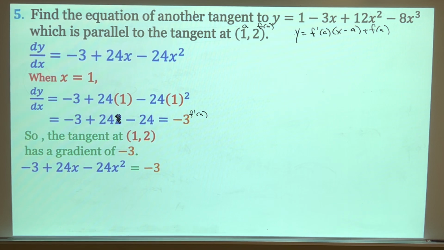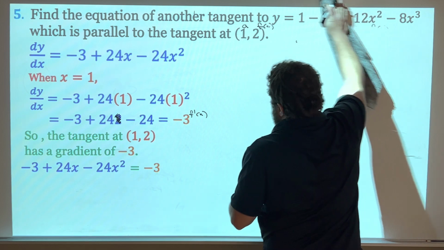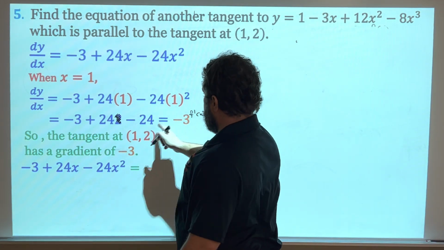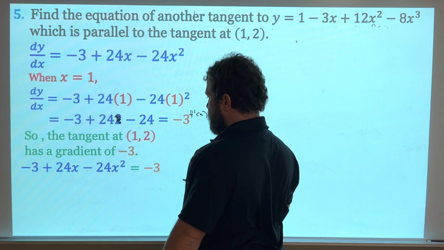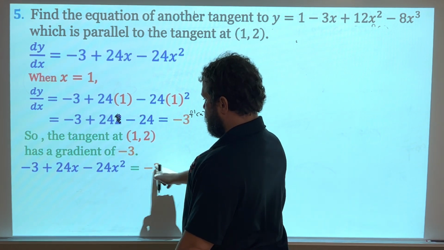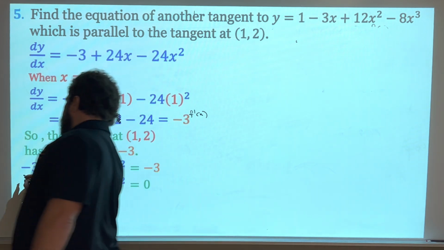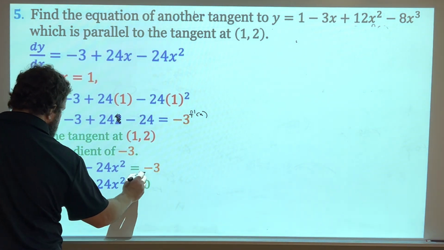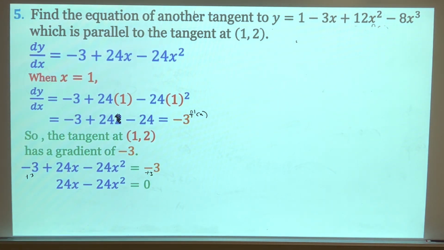Oh, we messed up. You don't need this equation. Because I set this up like this, my answer is negative 3, right? There could be a different answer, though. How do I find the different answer? What could I do with negative 3? I gotta move the negative 3 to the other side. If I add 3 to both sides, what happens? They cancel out. 24x minus 24x squared equals 0.